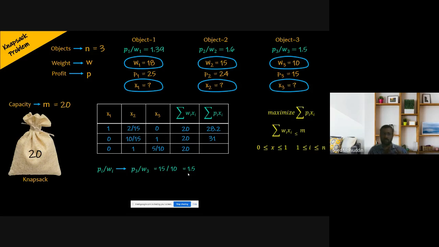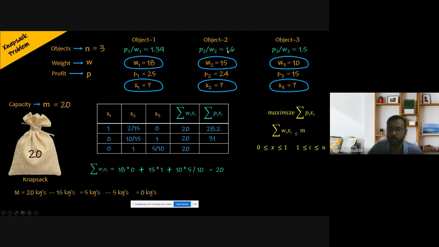Now, once we compute the ratio of profit by weight, based on this criterion, we will select the objects in decreasing order, from the highest. So, which one is highest? Object 2 has the highest profit to weight ratio, which is 1.6. So we will select object 2. We will fill the knapsack with complete object 2.